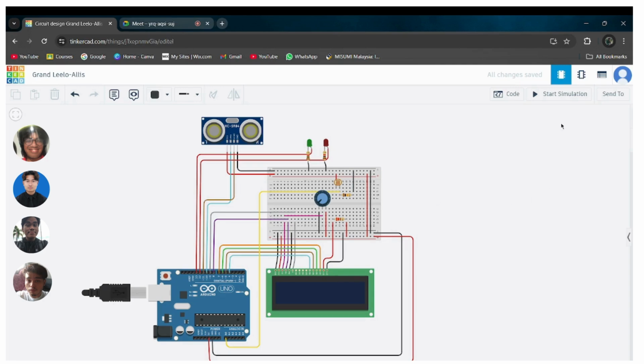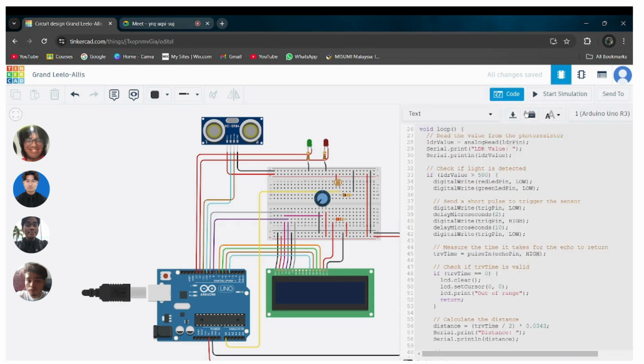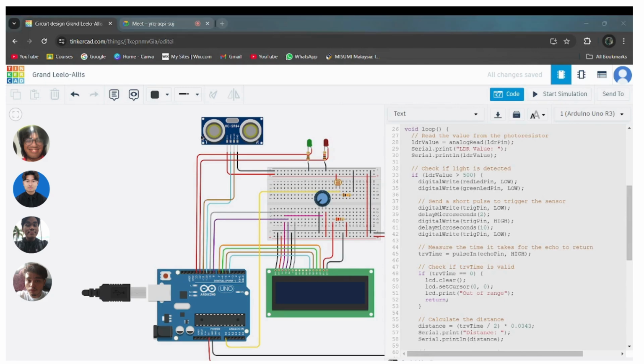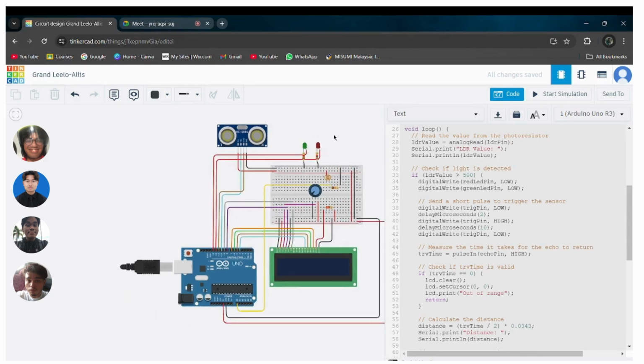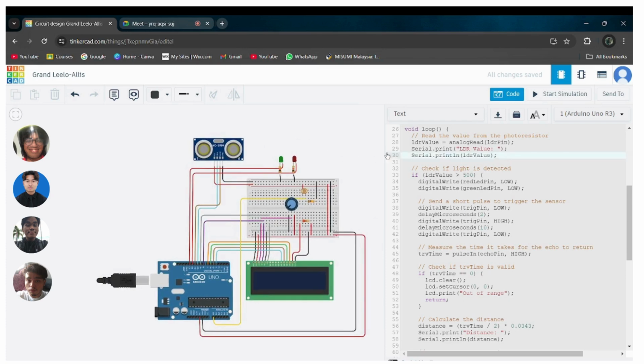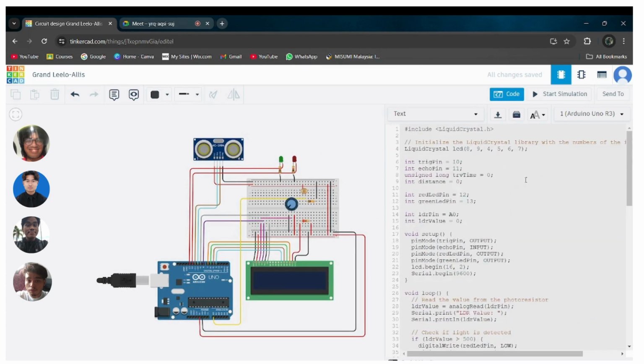Alright, so right now I want to explain to you about the coding that we use for this project. As you can see, first of all, we include the libraries that use liquid crystal.